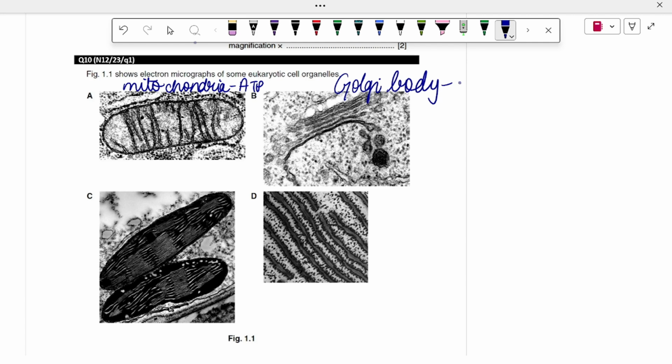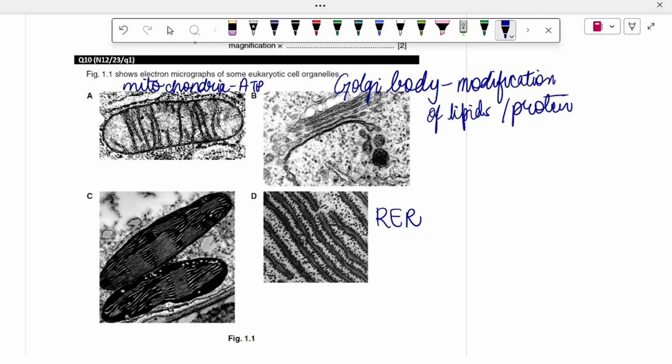My favorite one is the modification of lipids या फिर modification of proteins, कुछ भी लिख दो। फिर D में rough appearance नजर आ रही है and you can see visible ribosome. Obviously this is your rough endoplasmic reticulum और इसका function क्या होता है? It is needed for synthesis of proteins.